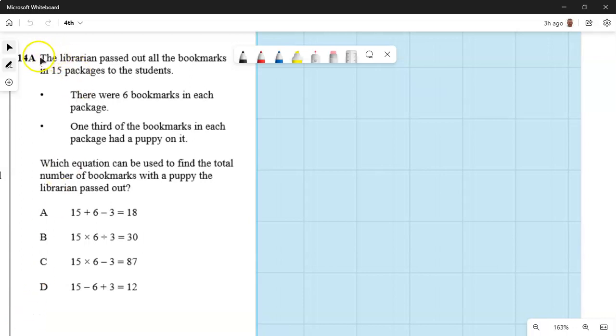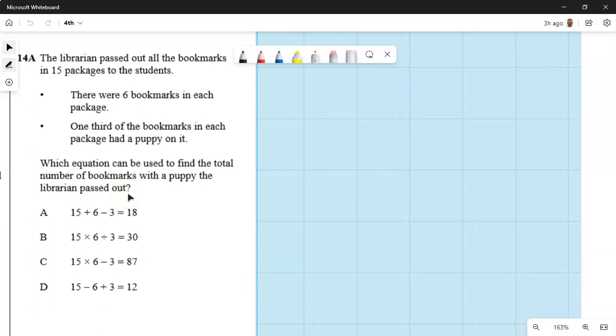Okay, we're going to look at problem solving 14a. Follow along as I read. The librarian passed out all the bookmarks in 15 packages to the students. There were 6 bookmarks in each package. Okay, 1/3 of the bookmarks in each package had puppies on it. Which equation could be used to find the total number of bookmarks with puppies the librarian passed out?